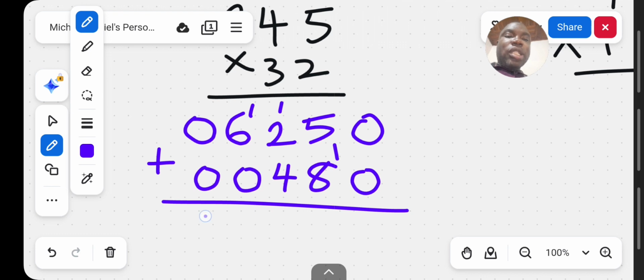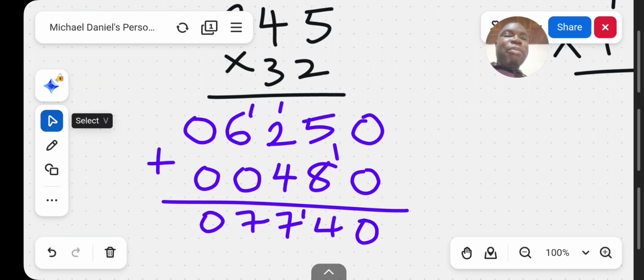0 plus 0 is 0. 6 plus 1 is 7. 7 plus 0 is 7. Now 1 plus 2 plus 4 is still 7. And 5 plus 1 is 6. 6 plus 8 is 14. So go 1 and then 4. And this is a 0.